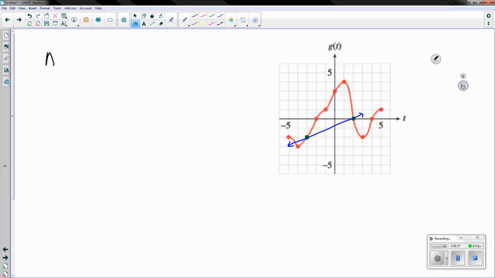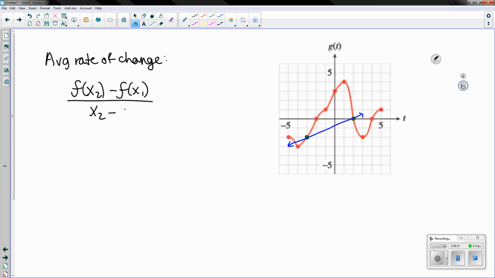We're going to say the average rate of change we know is equal to f of x2 minus f of x1 over x2 minus x1. So this formula requires 2 points. So what are our 2 points? We can mark these down right on the graph if we'd like. This first point is -3, -2. And this second point is 2, 0.